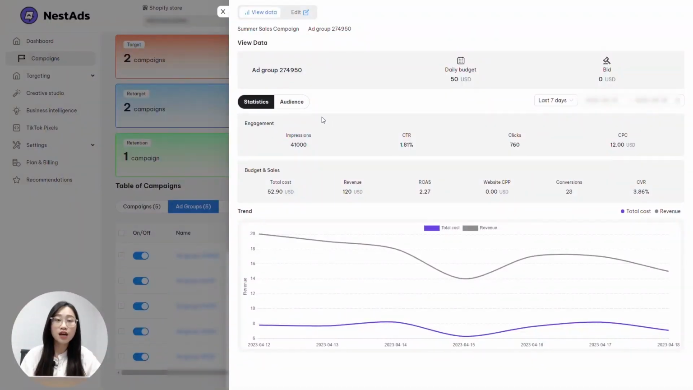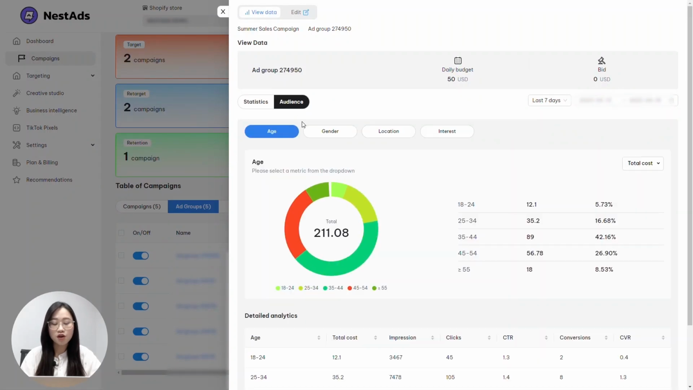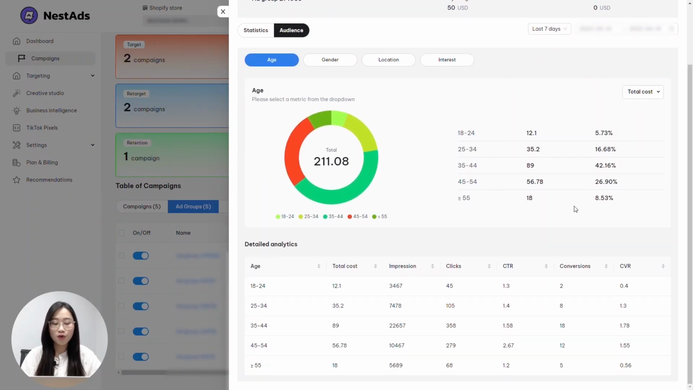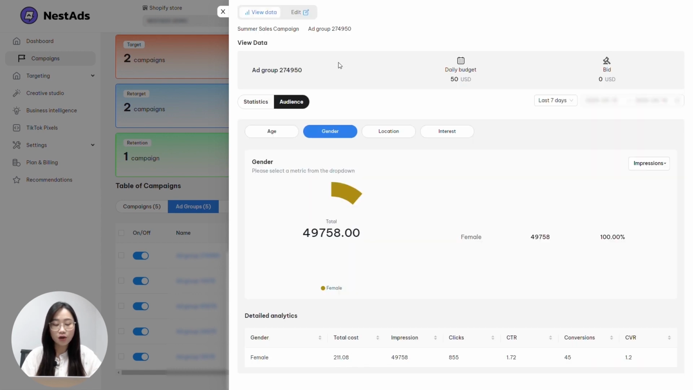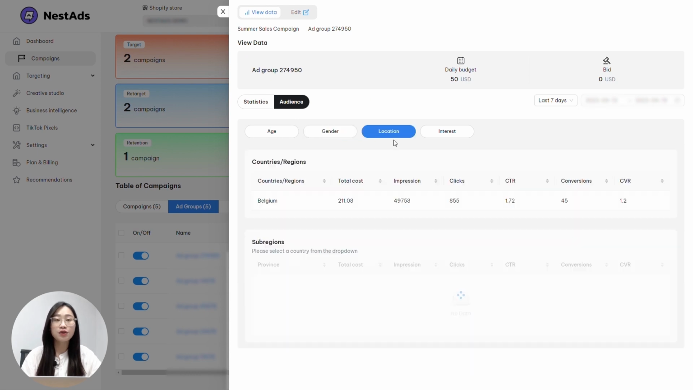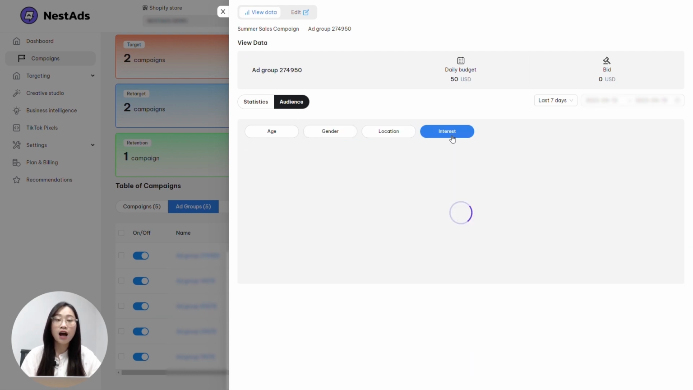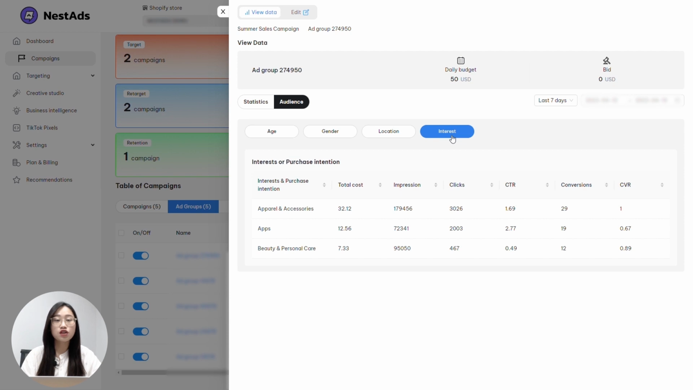You also need to look at your audience. Based on your audience age, location, gender, and interest, you can find the high-converting TikTok audience for your next campaigns. Check our video about TikTok retargeting and retention ad to know how to target potential audience based on your previous campaigns.